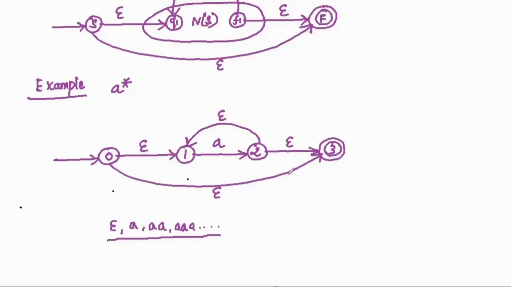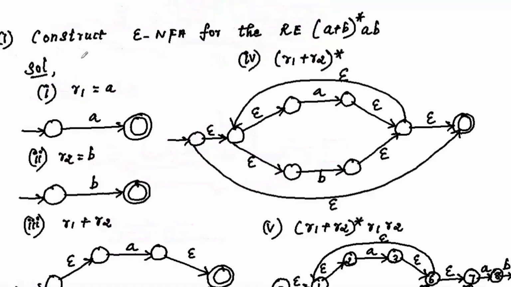Now we will move to the first problem. The problem is construct epsilon NFA for the regular expression (a plus b) raised to the power star ab. The given regular expression has two inputs a and b, for which a separate transition diagram should be drawn for both inputs a and b. Then union, closure, concatenation should be done.